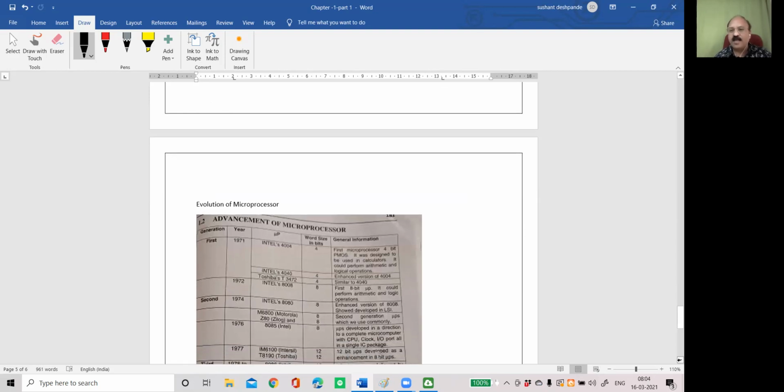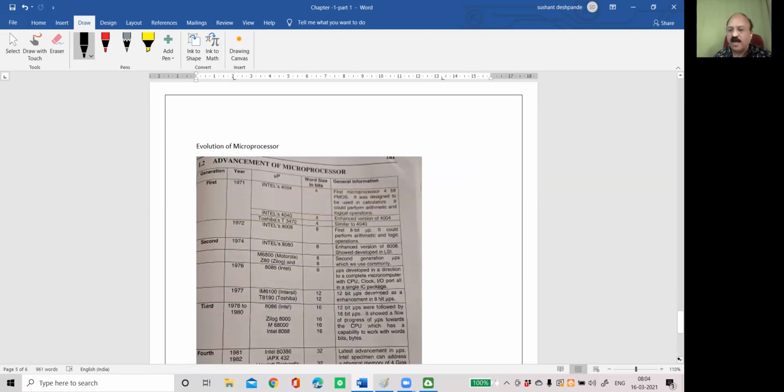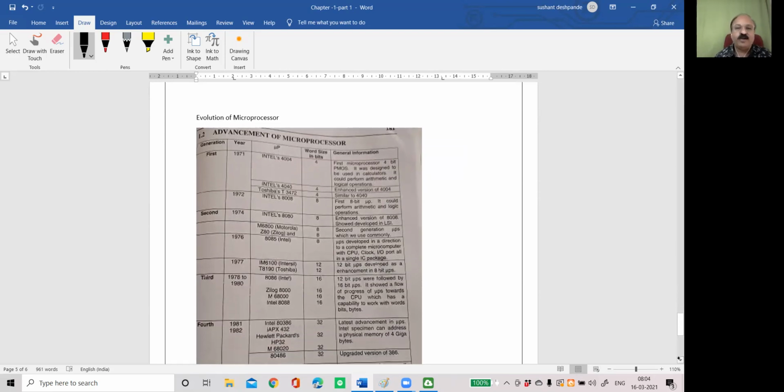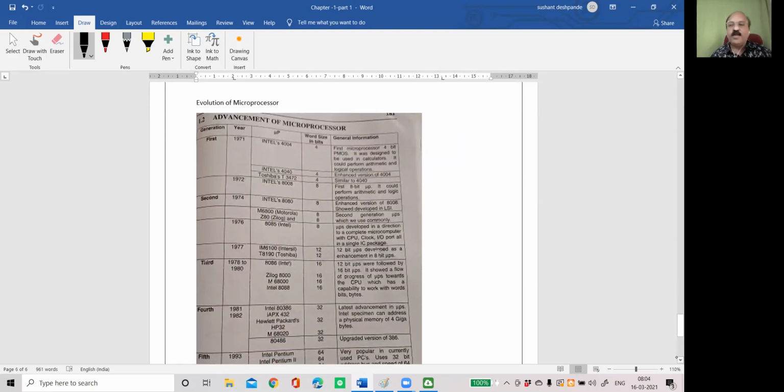Now, after understanding all the architecture diagram of 8085, let's conclude today's session with part 1 of chapter 1, which is evolution of microprocessor. As we have discussed, the speed or the size of a microprocessor depends on the word size in bits. It gives how many bits can be accessed simultaneously on a data bus.